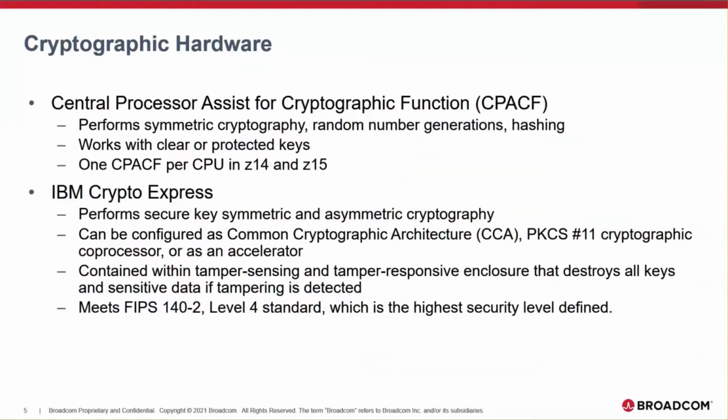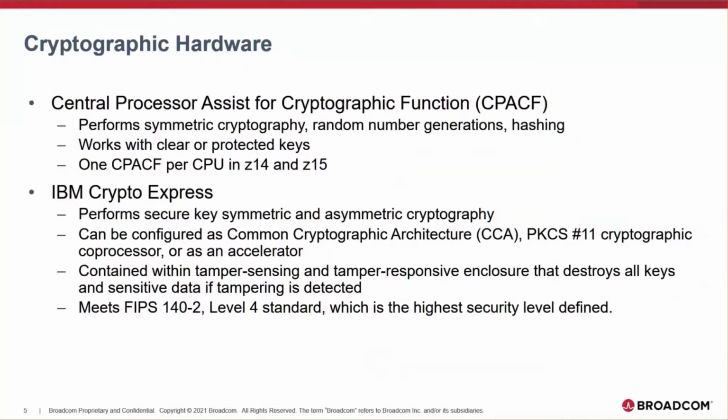There is a separate board, a physical board called the Crypto Express, and this is used for doing primarily asymmetric cryptography. So we're talking RSA and elliptical curve cryptography. You can configure this so that it will act as a common cryptographic architecture, a CCA, or a PKCS number 11 cryptographic coprocessor, which is a standard in the industry, or you can use it as an accelerator.